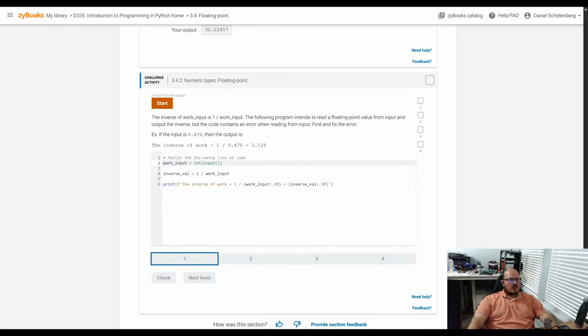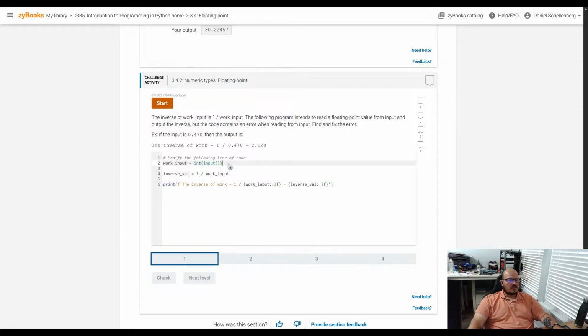Okay, where are we? The inverse of work input is 1 divided by work input. The following program intends to read a floating point value from input and output its inverse, but the code contains an error when reading from input. Find and fix the error. Example: if the input is 0.470, then the output is the inverse of work equals 1 divided by 0.470 equals 2.128.